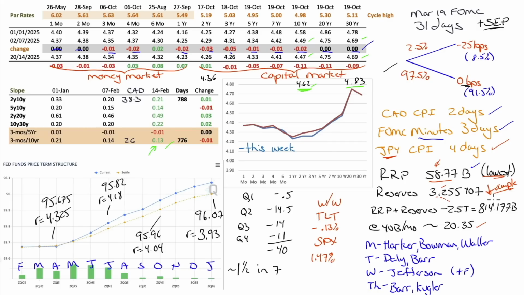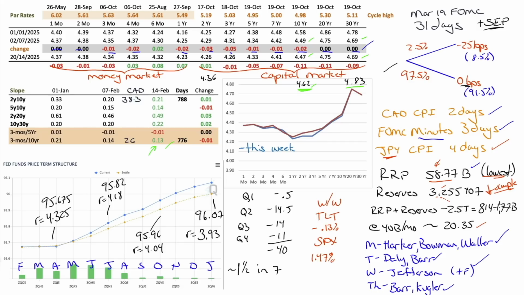58.77 billion. We got some Fed speak next week. Harker, Bowman, Waller on Monday. Daly and Barr on Tuesday. Jefferson on Wednesday and Friday. Barr and Kugler on Thursday. Monday, by the way, is a holiday. The markets are closed on both sides of the border, on the U.S. side and the Canadian side.